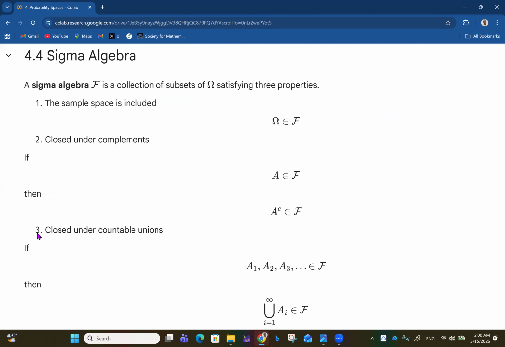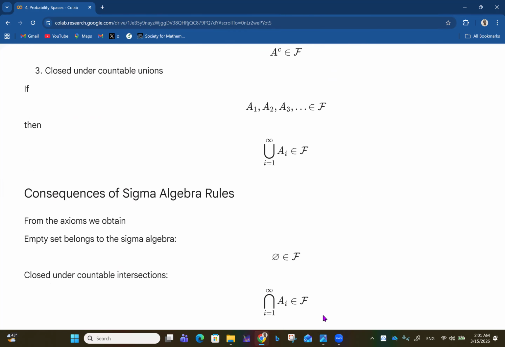Then number three is that it is closed. So we say the sample space is included first, closed under complement. So if you have something in the sigma algebra, the complement of that thing is also there. Then it is also closed under countable unions. So if you have A1, A2, A3 belonging to the sigma algebra, then the union of all the A also belongs to the sigma algebra.